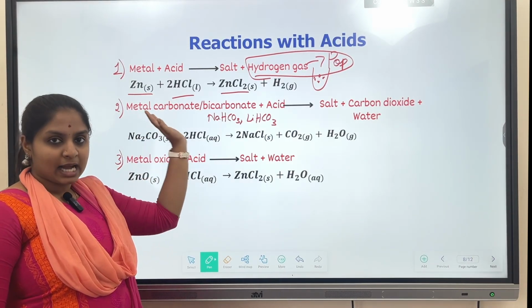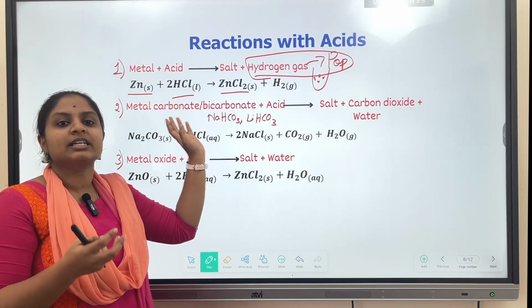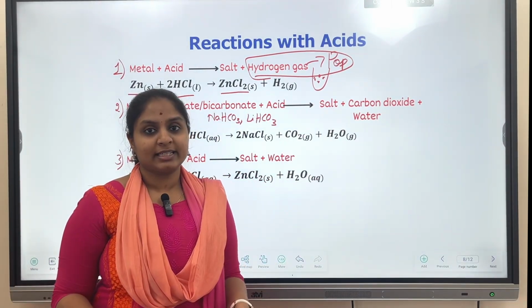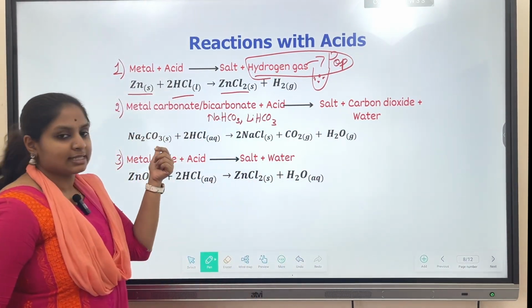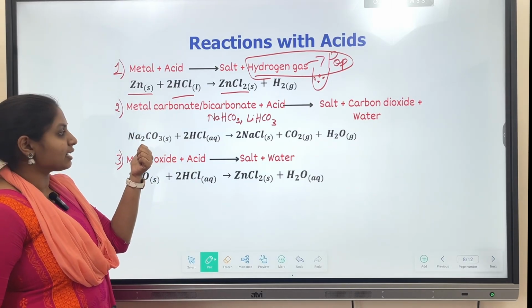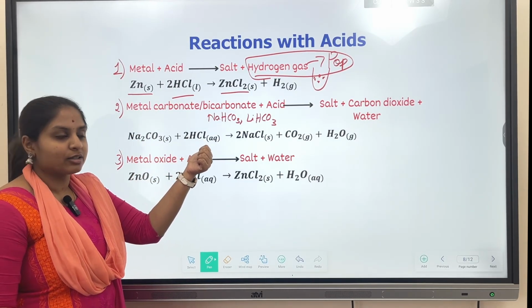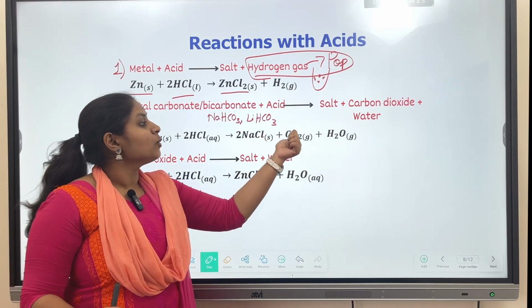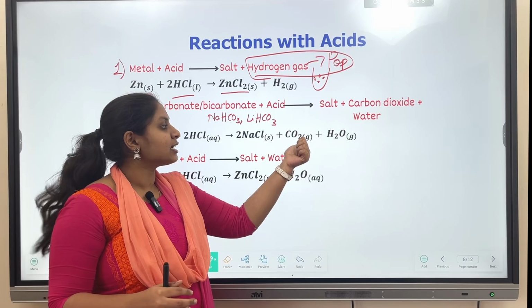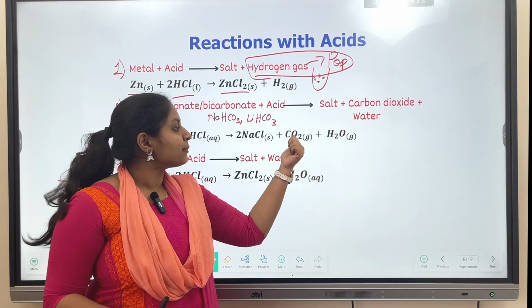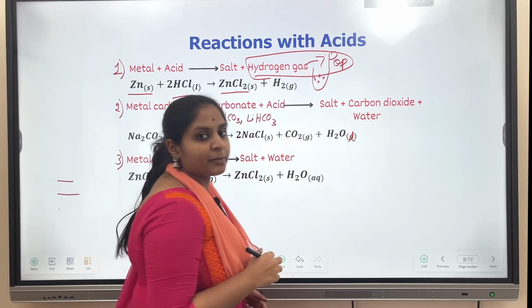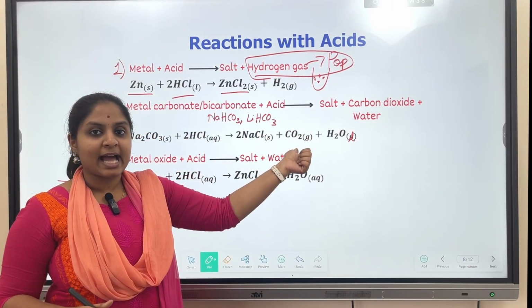When a metal carbonate reacts with acid, a salt and carbon dioxide gas are evolved. So let's take an example. Na2CO3 reacts with HCl, hydrochloric acid. It will form NaCl, common salt that we know, sodium chloride, with CO2, carbon dioxide gas, and water. Water is a liquid. So carbon dioxide gas is evolved.